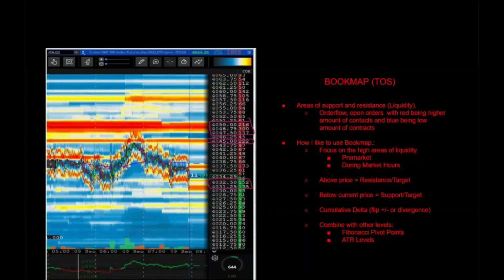Just wanted to make a quick video on Bookmap, what it is, how I use it, and give you some samples. First off, I use Bookmap on ThinkorSwim. It's a free version for the ES. If you don't have it, I highly recommend it.